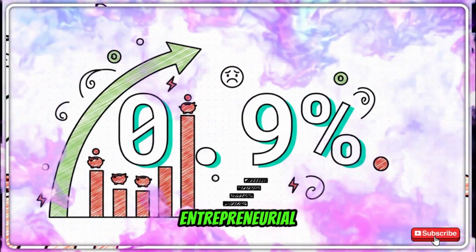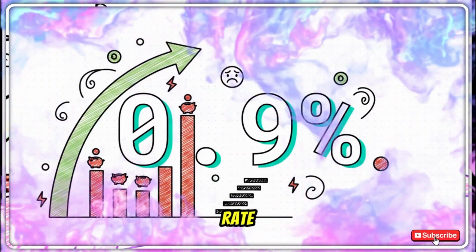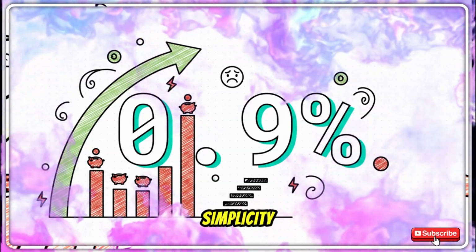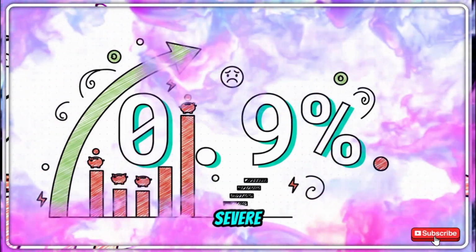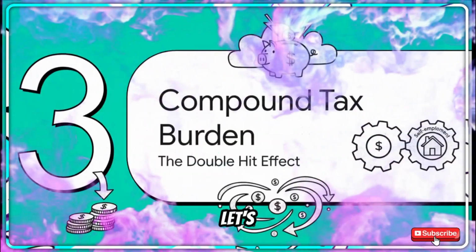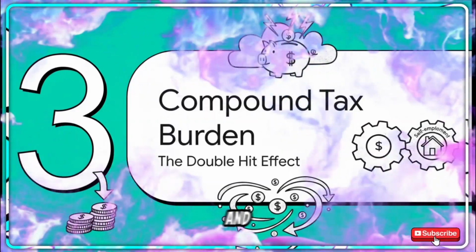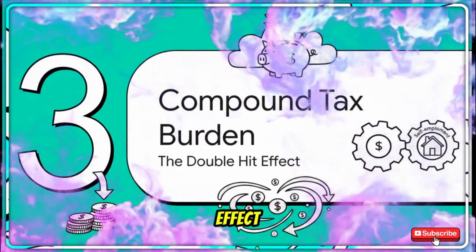Your entrepreneurial success is actively penalized by an escalating percentage rate, proving once again that staying in that simplicity trap becomes a more and more severe financial liability the larger your business grows. Let's transition to part 3, the compound tax burden and the infamous double hit effect.